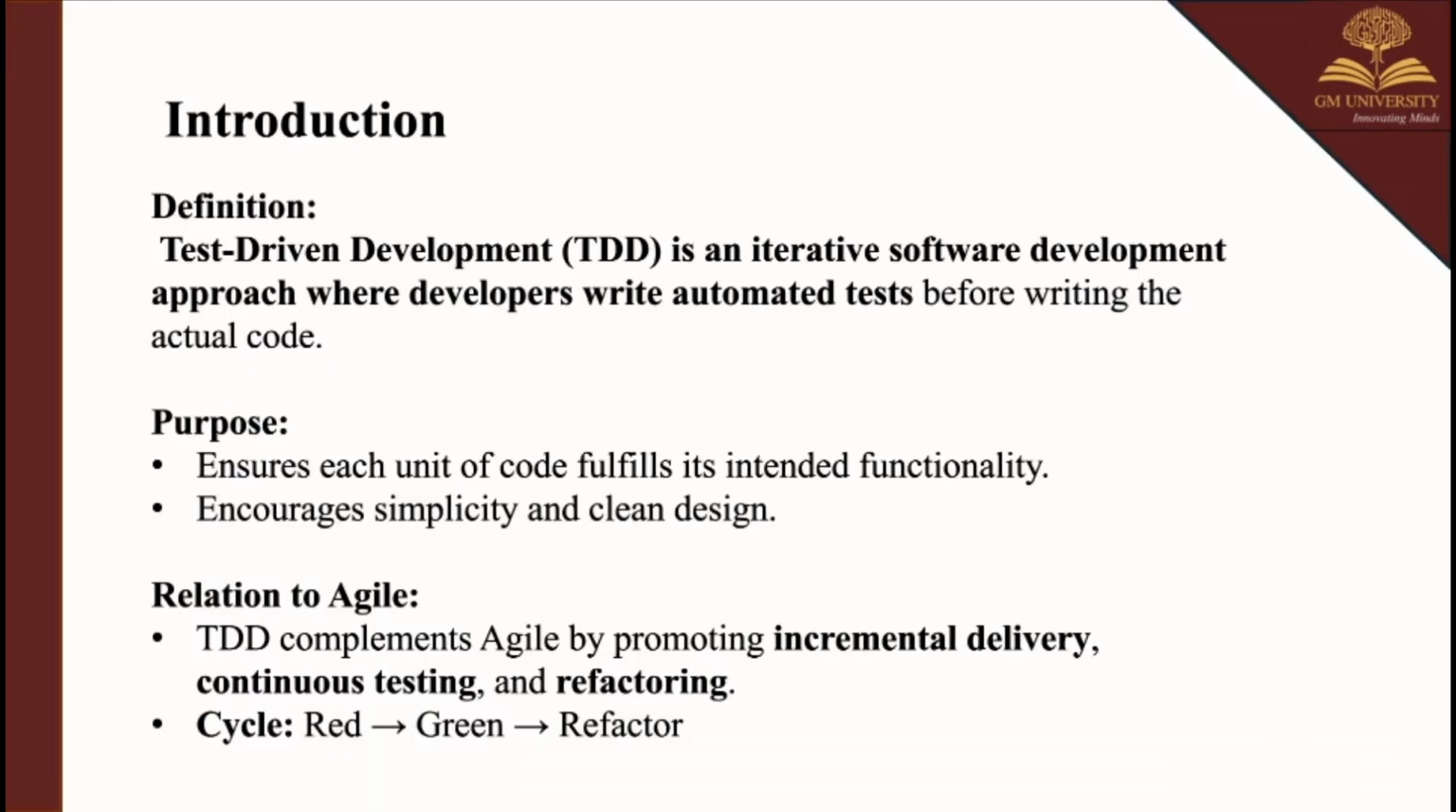Introduction. TDD stands for Test Driven Development. It is an iterative software development approach where developers write automated tests before writing the actual code. This helps to ensure that the code works correctly and meets all requirements. The process follows three steps: red, green, and refactor. TDD fits well with agile development because it supports continuous testing and improvement.